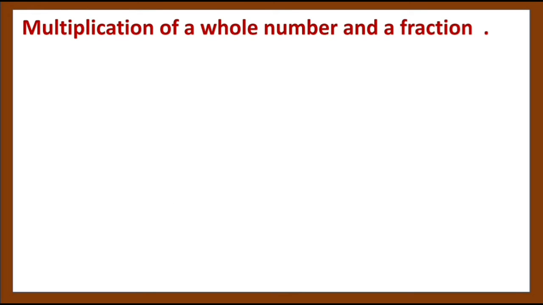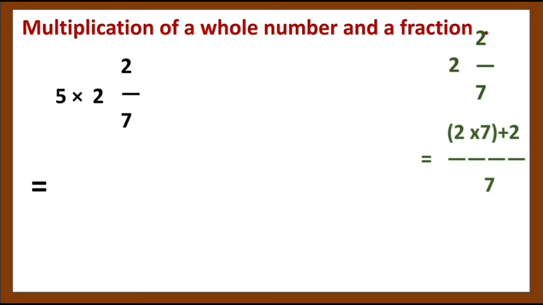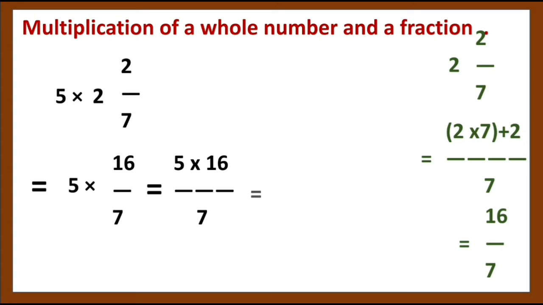Now, multiplication of a whole number and a fraction. See this, 5 into 2 by 7. Here I am taking the mixed fraction. We know that 2 by 7 is nothing but 2 into 7 plus 2 by 7, which is equal to 16 by 7. That means first we have to convert this mixed fraction into an improper fraction. Now I can write this as 5 into 16 by 7, that is nothing but 80 by 7. When we convert this improper fraction into a mixed fraction, we will get 11 3 by 7.